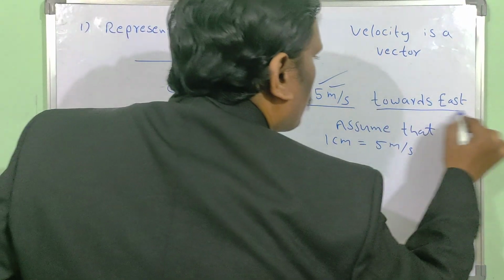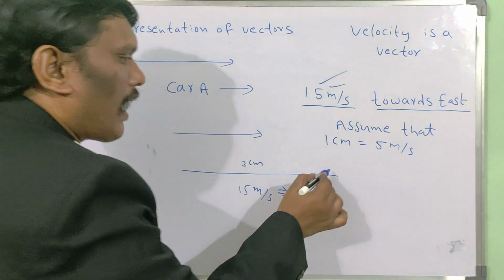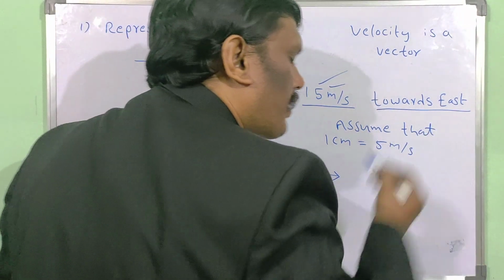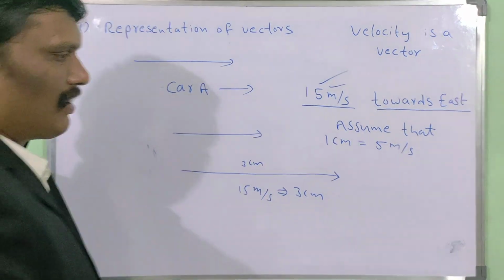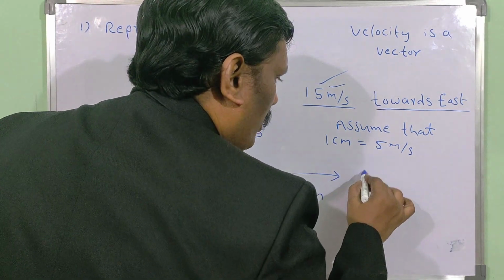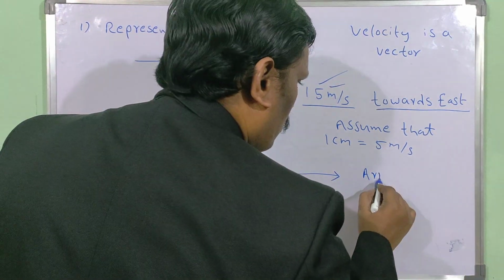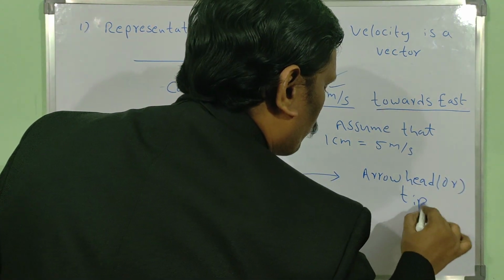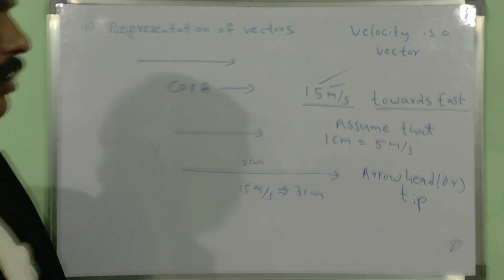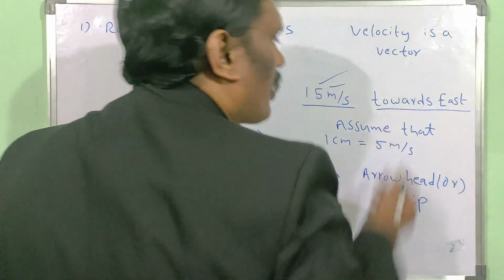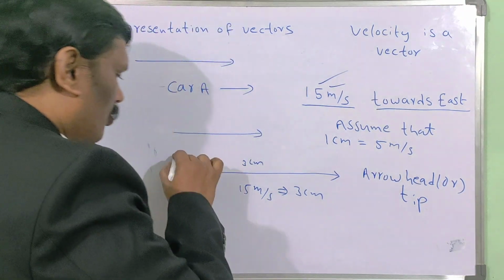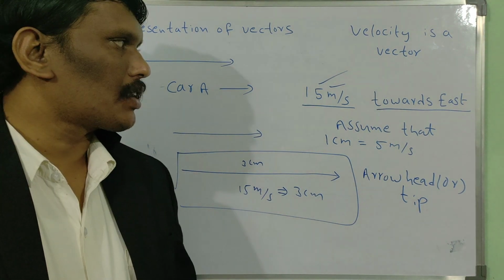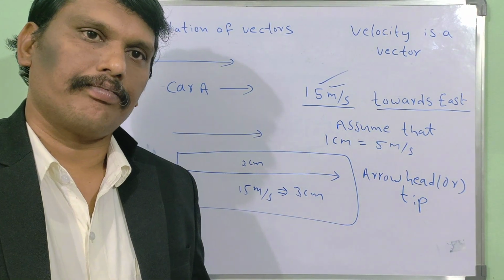And how to represent direction towards east? The arrowhead we need to mention pointing towards the east direction. It is known as arrowhead or simply tip of the arrow. The tip of the arrow or arrowhead we need to point towards the east direction. Now this is the representation of a car moving with a velocity 15 meters per second towards east.